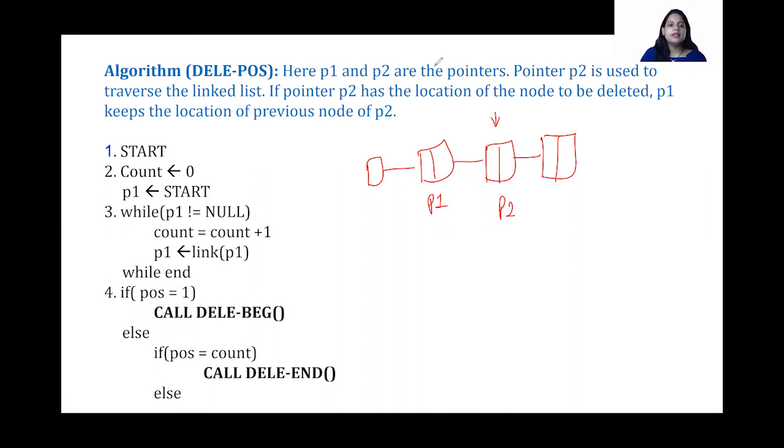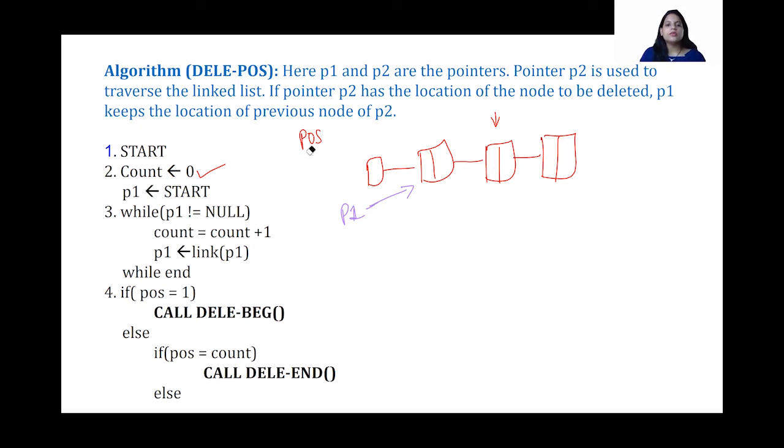So let us start. The very first thing is we are going to keep a counter. Why? Because once we have a counter, we know whether we have reached the required position or not. So count is a counter to count the number of nodes, and position is where we are going to take the value from the user, which node he wants to delete, right? So count is equal to 0 initially, and I'm going to take a pointer P1 of type node, which is going to point at start, which is nothing but pointing at the first node.